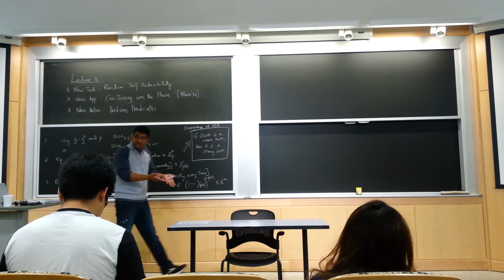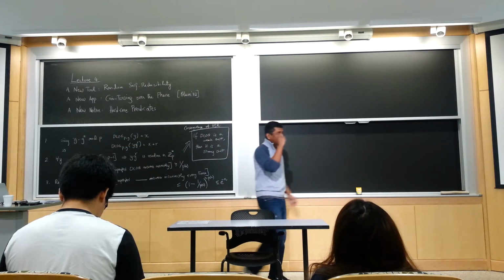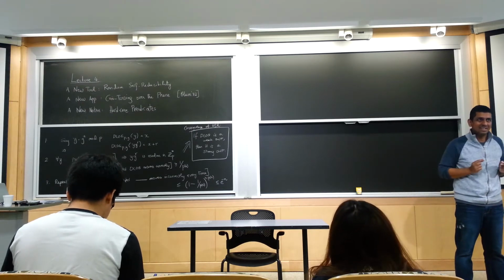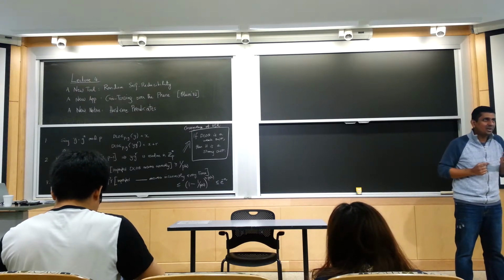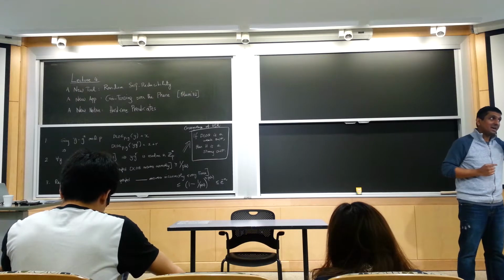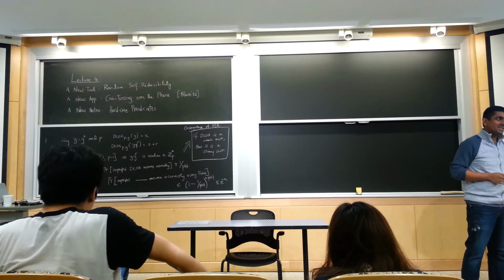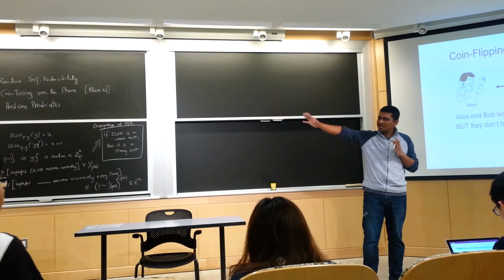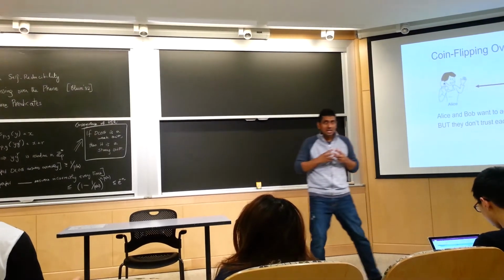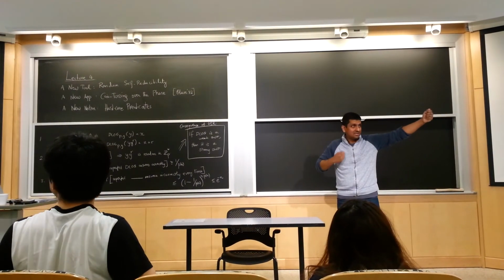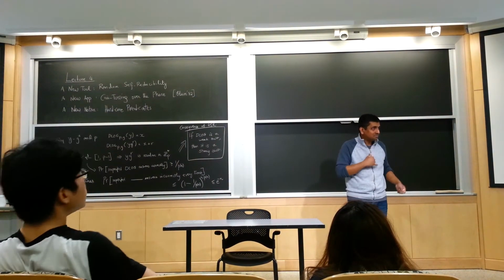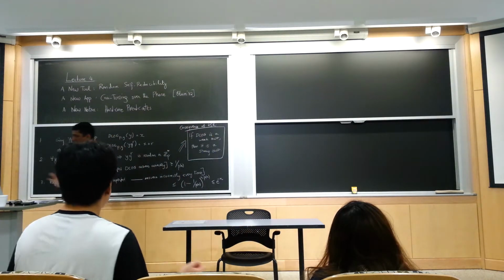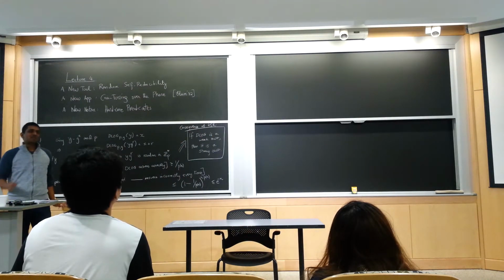Now, if they are in the same room, you could say, here's the coin. Even then, who picks the coin? This is not completely clear. If I pick the coin, I could bias it in my favor. So it's not clear at all how to do this, and certainly if the two people are not in the same place, if they are doing this remotely over the phone, it's not clear at all.